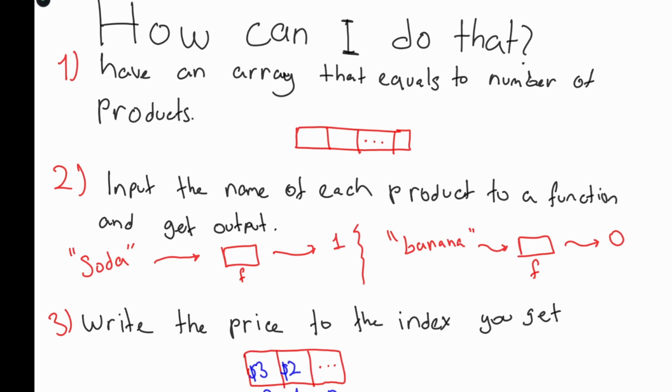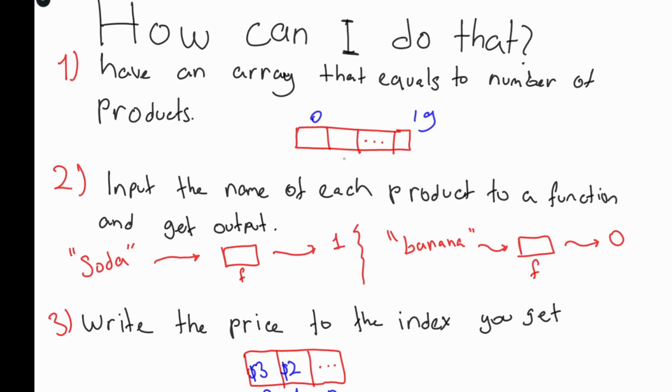Well, there are 3 steps to do that. Step 1. We will have an array that equals the number of the products. If we have 20 different products, we will have 20 slots, starting from 0 and going till 19, right? Because an array starts from 0. A lot of programming languages at least start the index from 0, but not all of them do that. There are programming languages that start the index from 1. So whichever you use, you can think of it that way.